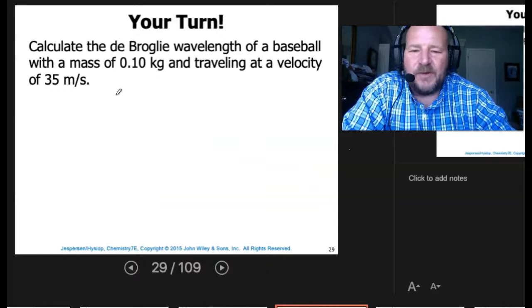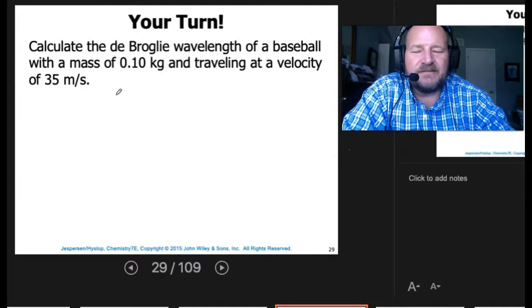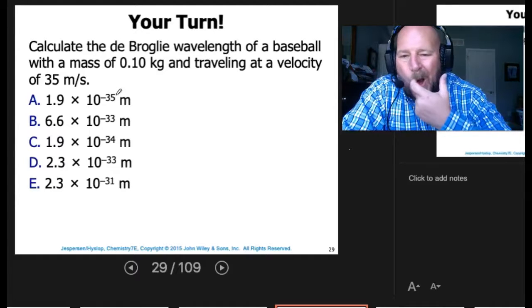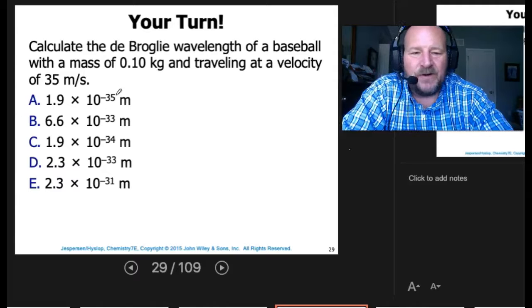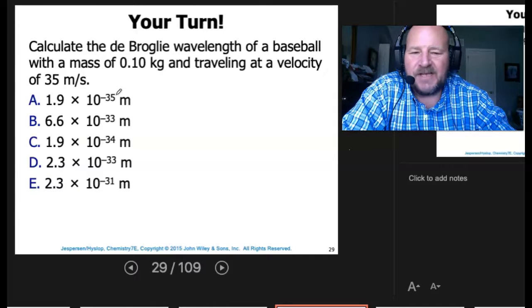All right, calculate the de Broglie wavelength of a baseball with a mass of 0.1 kilograms and traveling at a velocity of 35 meters per second. Again, we'll pause for a second so you can work this out. You might have to go back a couple slides. Hopefully you come up with C.